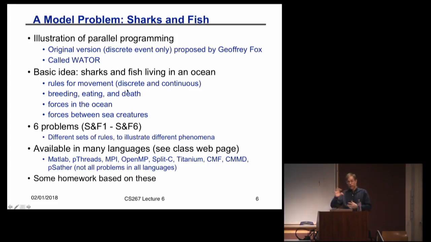They could be moving discretely on a grid or continuously in what is real water. There are rules for breeding, creating new fish, sharks eating fish, fish dying, forces in the ocean pushing them all around. And you can imagine that sharks are attracted to fish and fish are not attracted to sharks. So there are all these inter-fish forces and so forth.